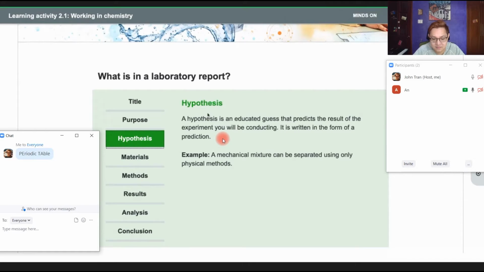Hypothesis. A hypothesis is an educated guess that predicts the result of the experiment you will be conducting. It is written in the form of a prediction. Example: a mechanical mixture can be separated using only physical methods.